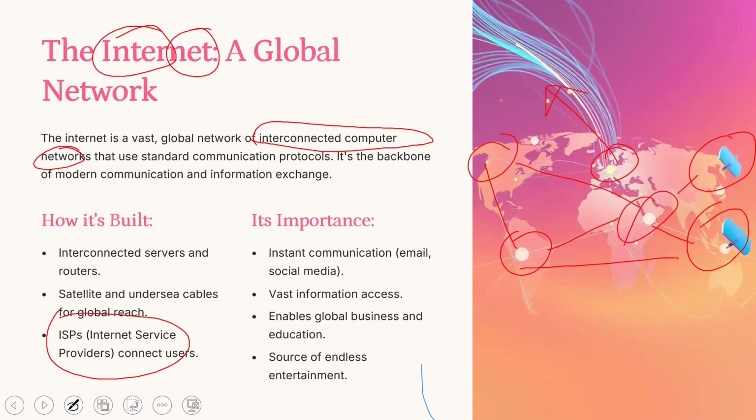Now, the internet has so much importance. One of the importance of the internet is instant communication. When people use emails or social media, you want to do instant communication. The internet is very, very important. These days, our world is basically on social media: Facebook, Instagram, YouTube, X, and so on and so forth. And people's lives are revolving around it.